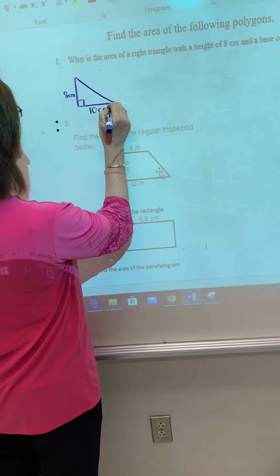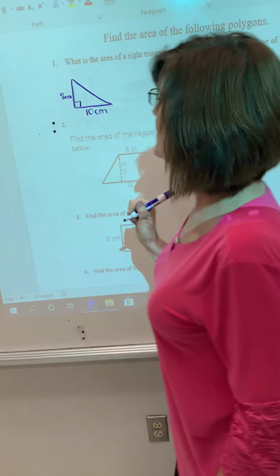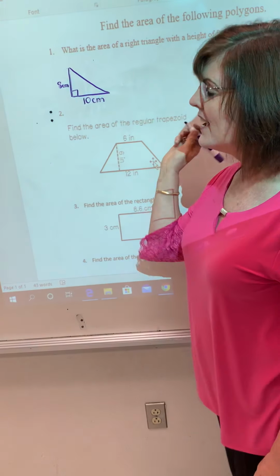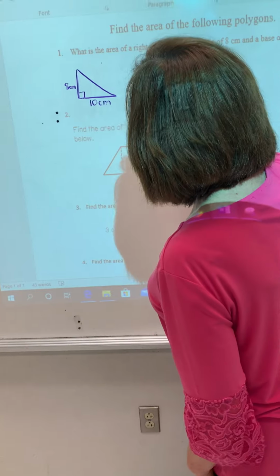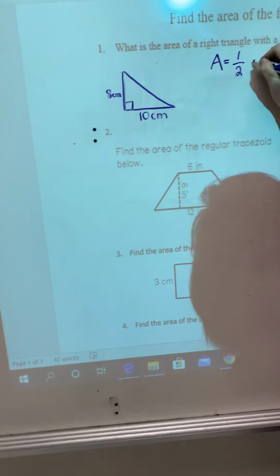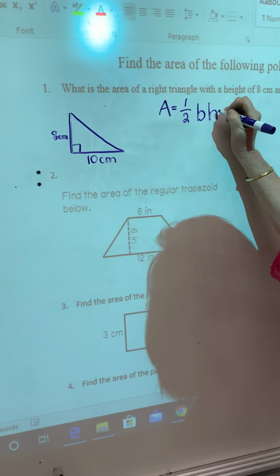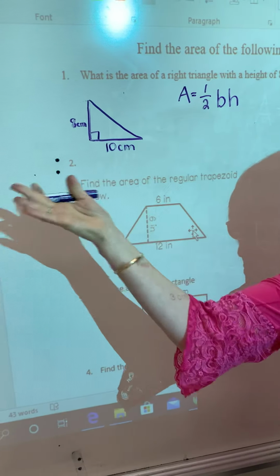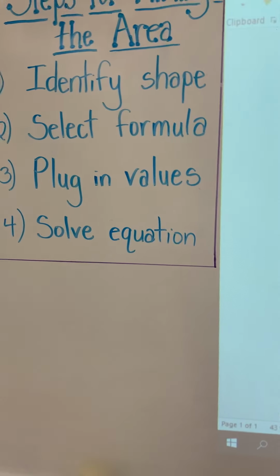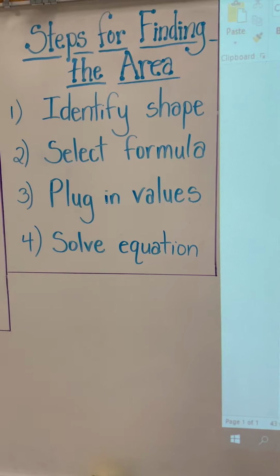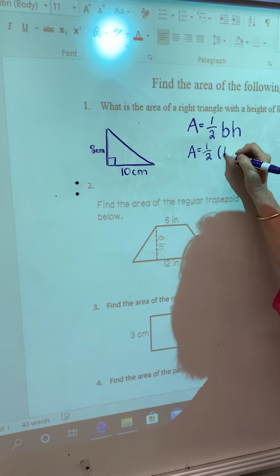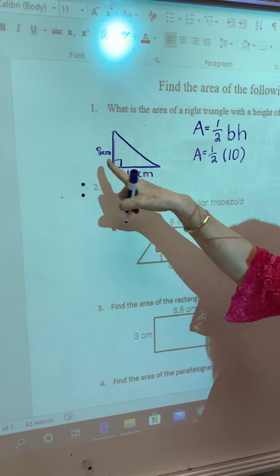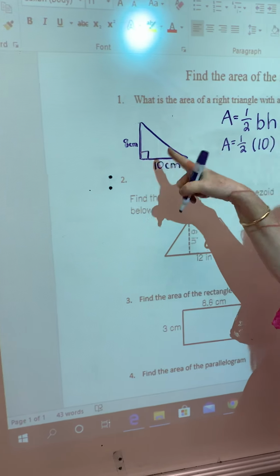So we've done step 1. We have identified our shape. Now we need to select the right formula. I see that the area for a triangle is area is equal to 1/2 base times height. I'm going to now do step 3, plug in my values. So area is equal to 1/2, the base is going to be 10, and the height over here is the vertical, 8.